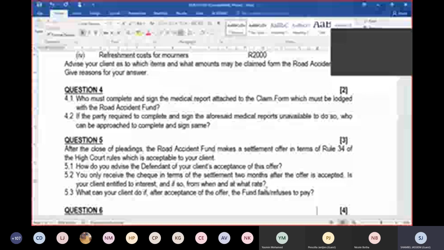That's it. How it works in practice, if there's an offer and acceptance, you give the RAF 5 days notice in writing that you intend to go to court to make this offer and acceptance an order of court, and you then have to apply for judgment. I want to see. Oh, question 6.